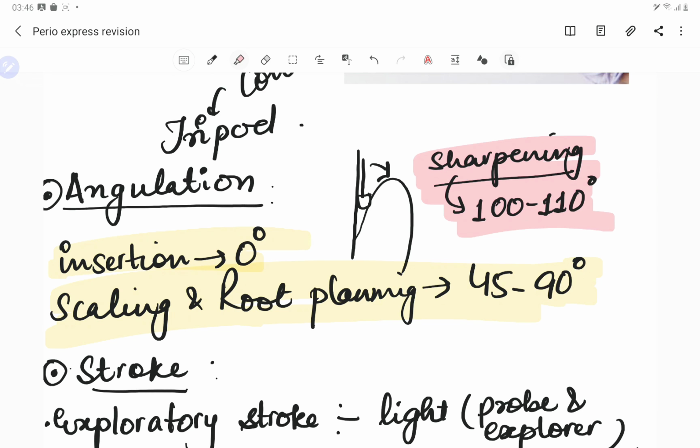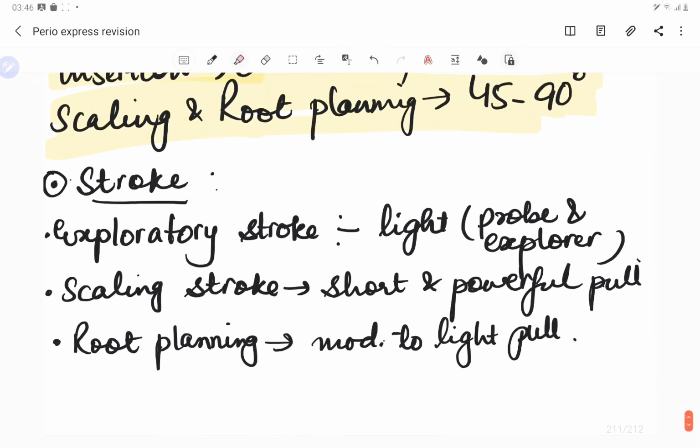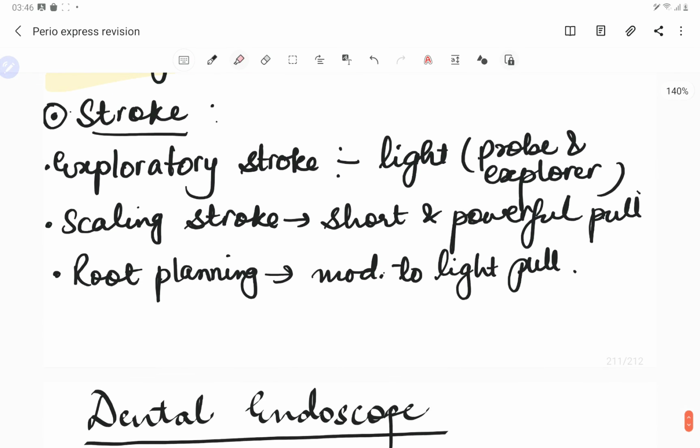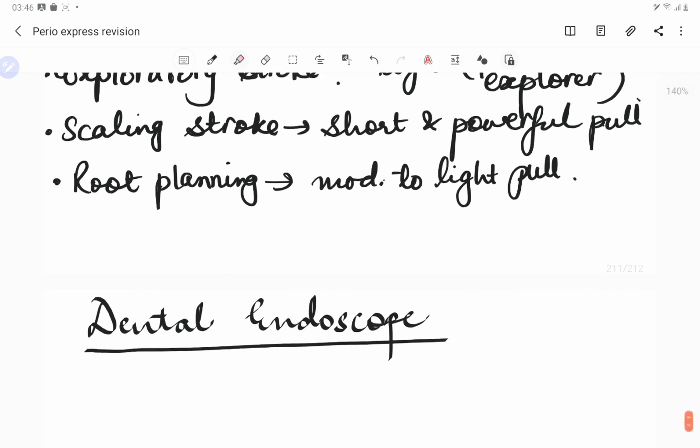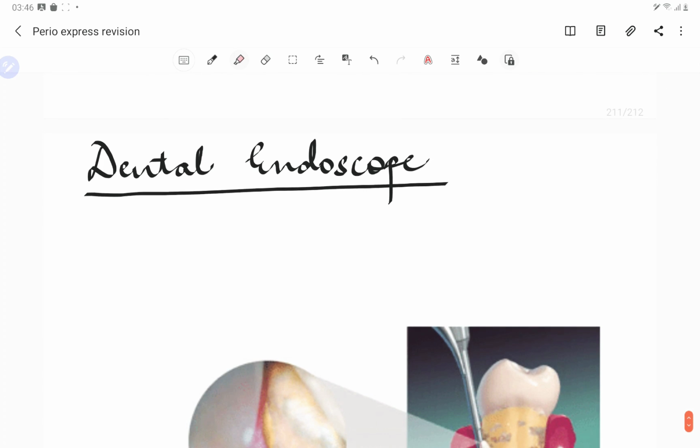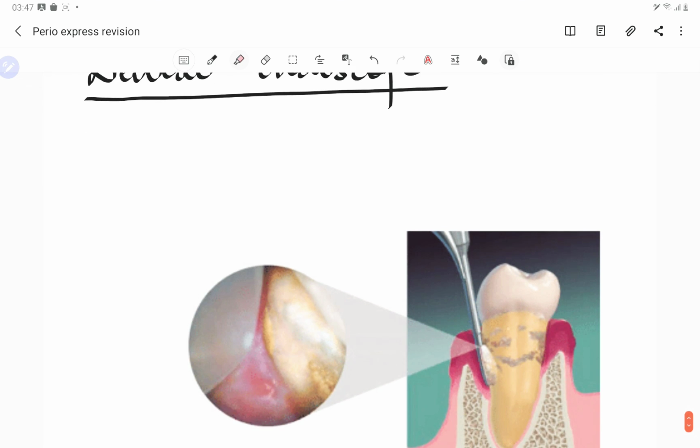Now guys, most of the time we don't know what is inside the pocket because it is not visible to us. So there is another generation, which we call the dental endoscope. Now what is an endoscope? An endoscope is basically a system attached to a CCD, which is the charge coupled device, and there is a video camera. There is a fiber optic wire, and this wire gets incorporated along with the probe and it gives a picture on a monitor.